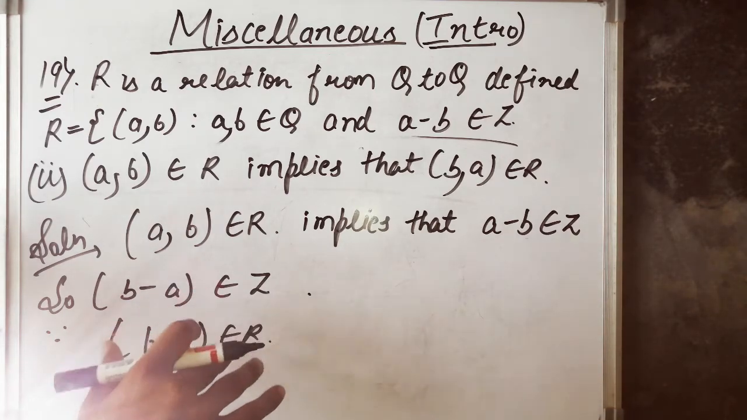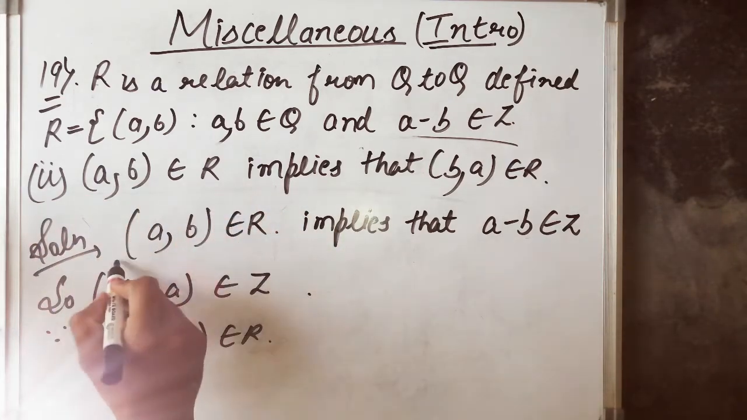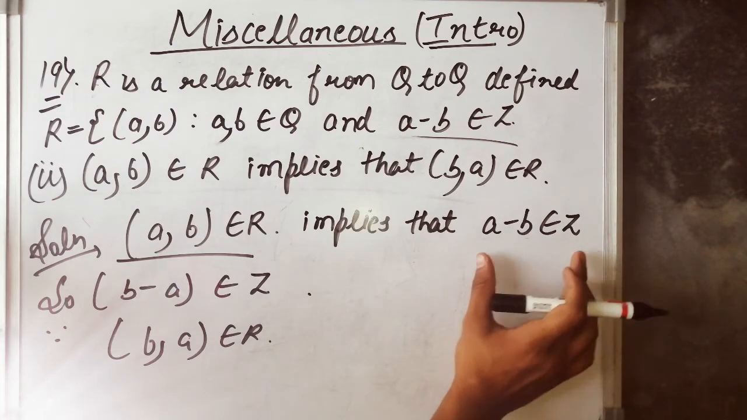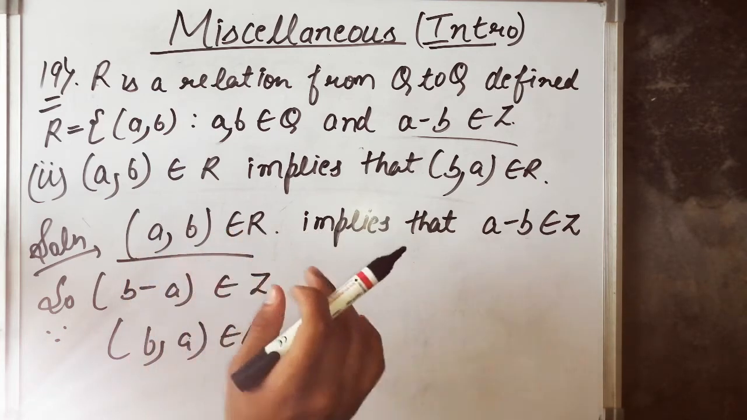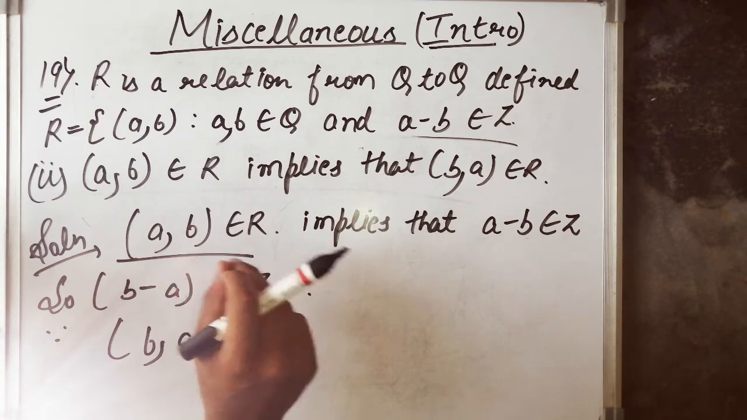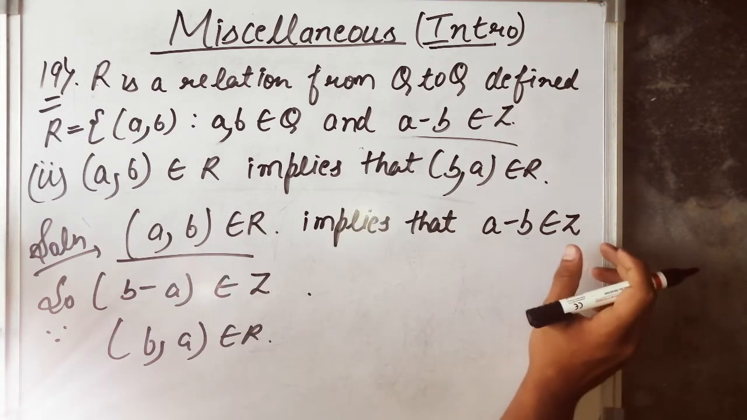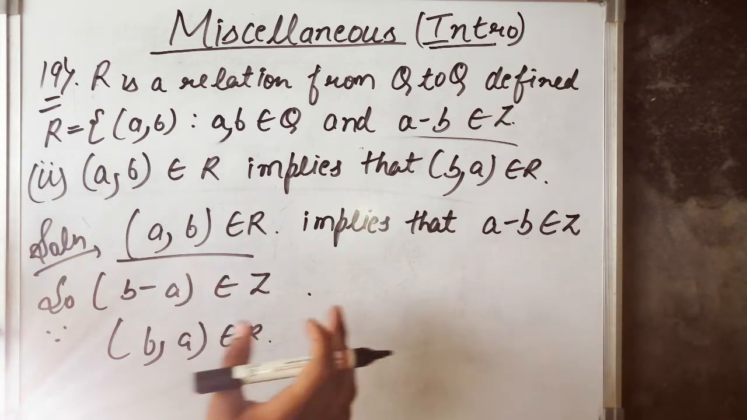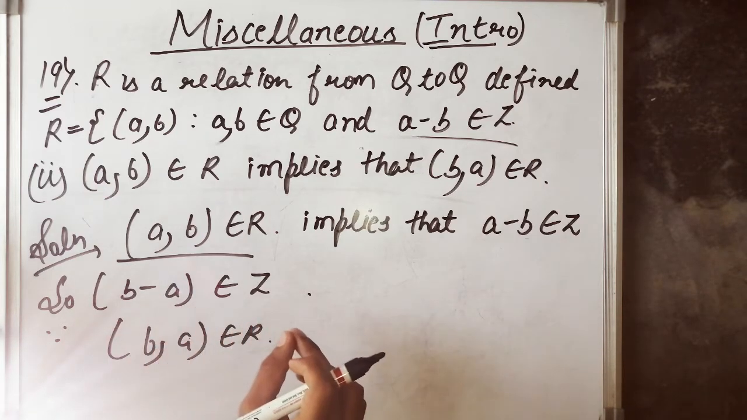Okay, what I did here: it was given that AB belongs to the real number. AB belongs to real number implies that A minus B belongs to integer. A and B are two numbers. Let's say you have considered 1 for A and 2 for B. If we subtract A minus B, which is 1 minus 2, we get minus 1, which belongs to the integers, and therefore we can also say that B minus A will also give an integer.